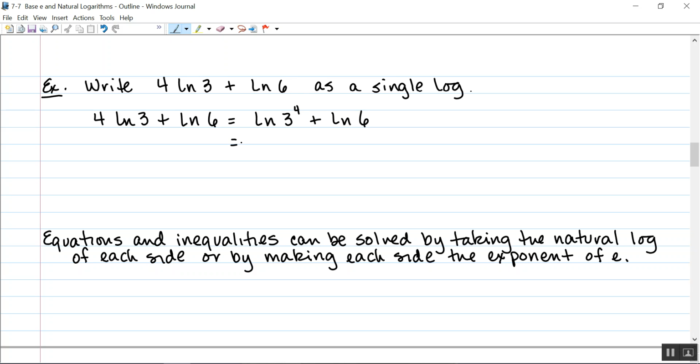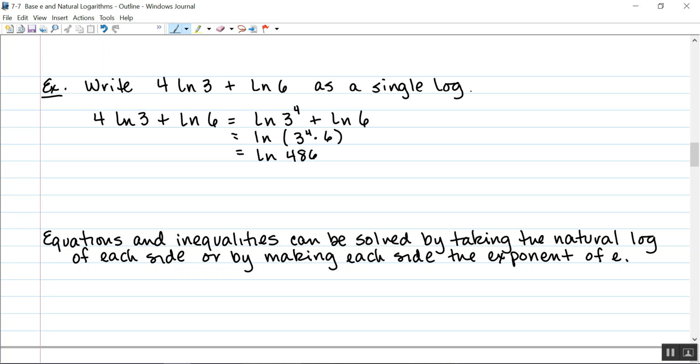And because I'm adding those two, I can say that this is equal to the natural log of 3 to the 4th times 6, which is equal to the natural log of 486. 3 to the 4th times 6 is 486. So that's what they mean by write it as a single log.